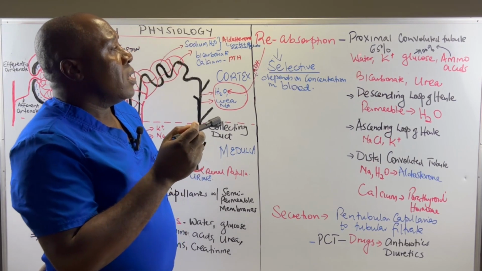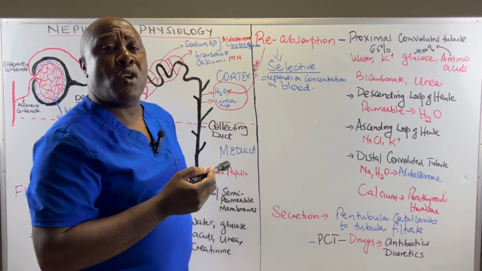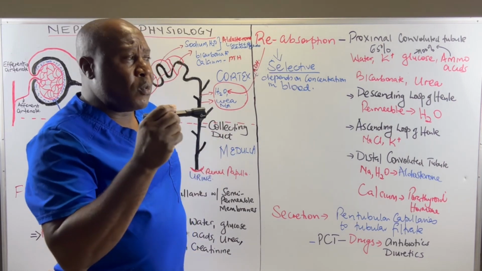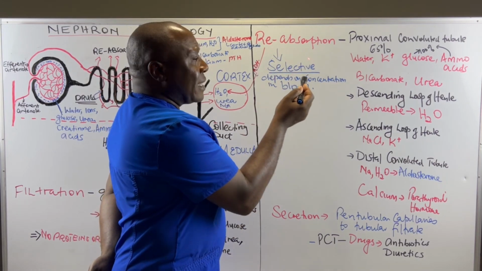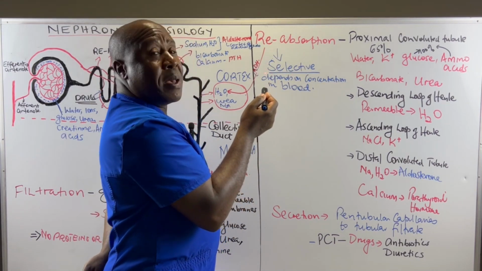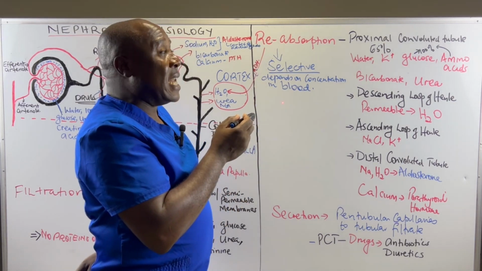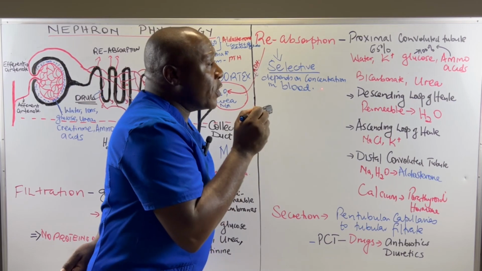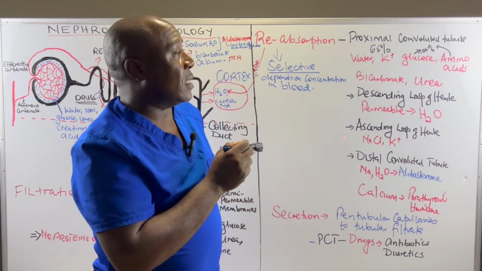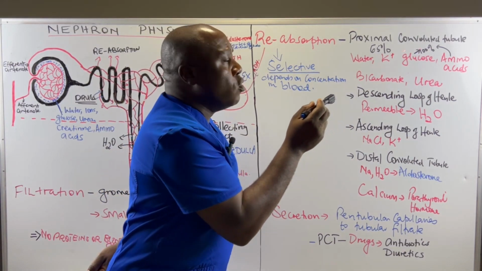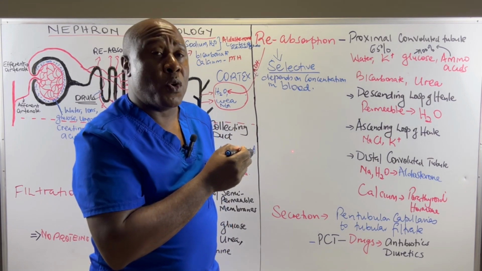In fact, 65% of reabsorption occurs in the proximal convoluted tubule. But one thing I want you to note is that this reabsorption is selective. What do I mean? What I mean is that it depends on the concentration of that element in the bloodstream. For example, let's look at glucose. We have just said that in normal circumstances, 100% of the glucose is reabsorbed in the proximal convoluted tubule.